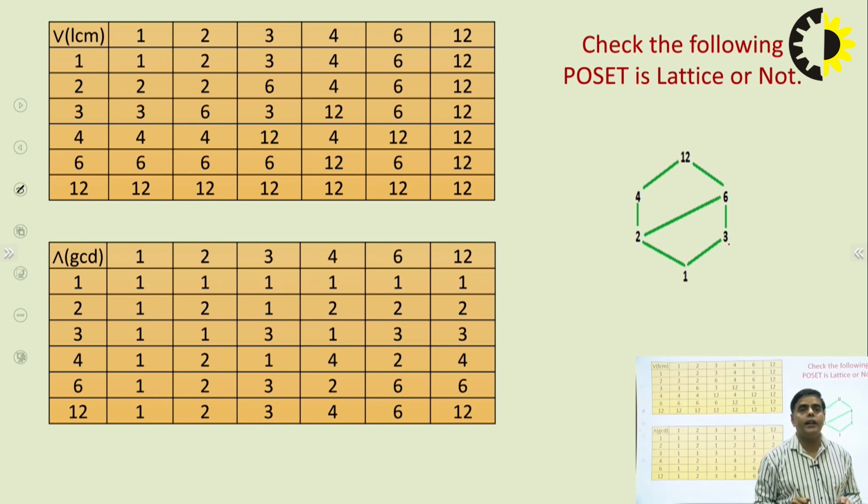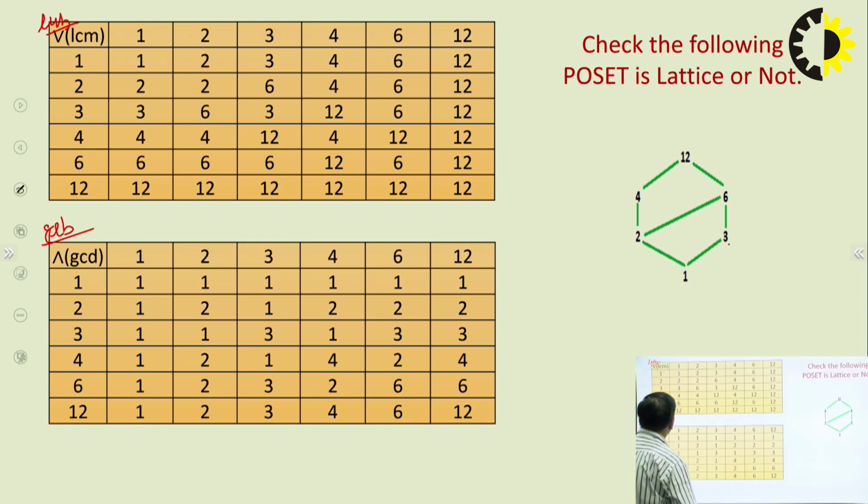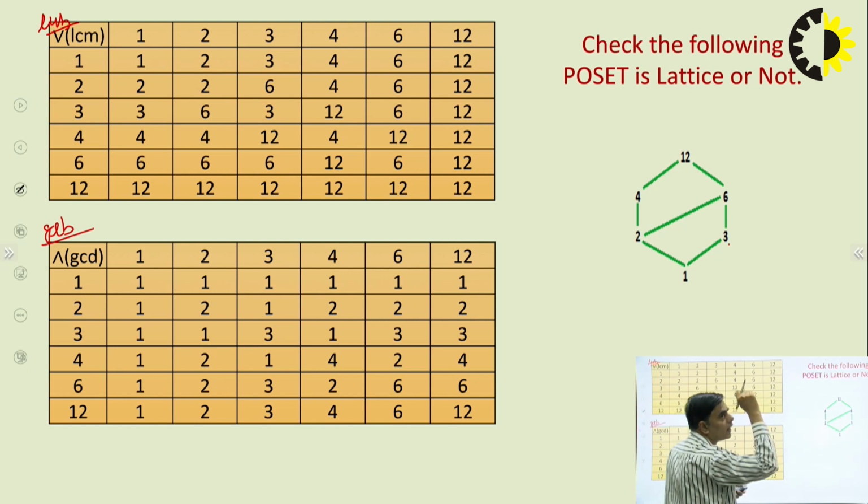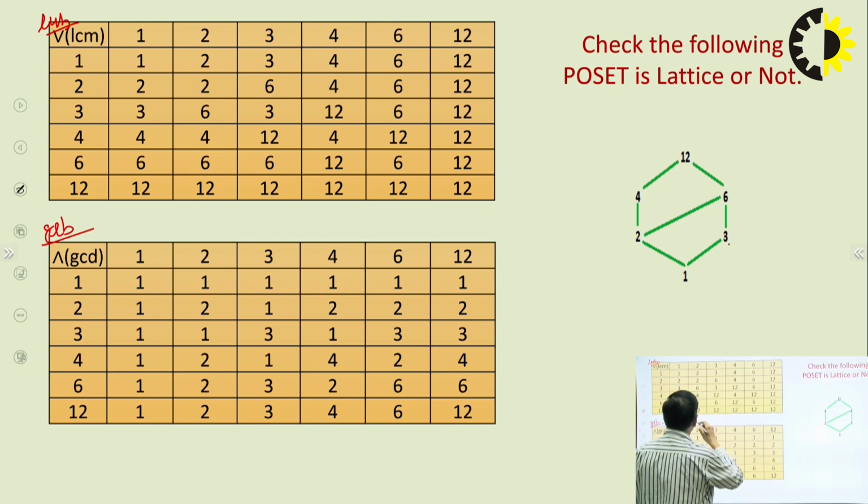So again we will create a table. If the set has been made on the relation of divisibility, then we can use the LCM for the LUB and the GCD for the GLB. There are 6 elements, 1, 2, 3, 4, 6 and 12, and these we have written in the column and the row. So we have to find out the LCM.